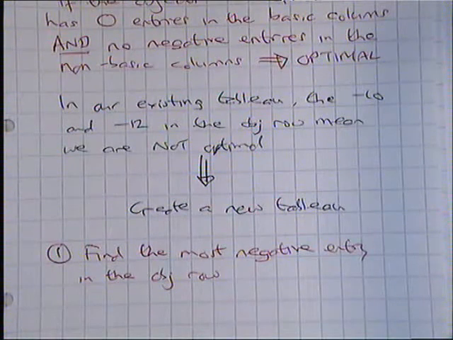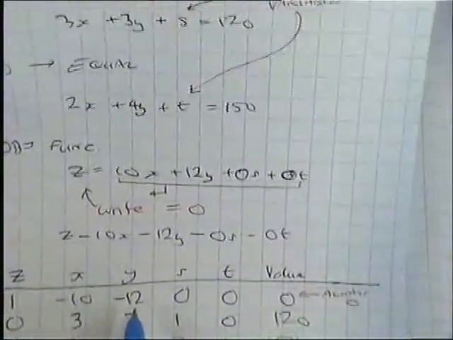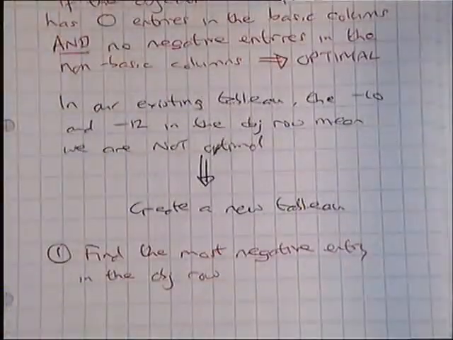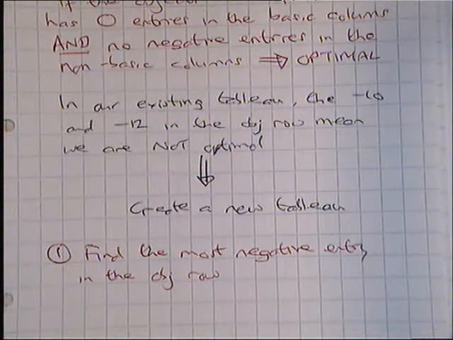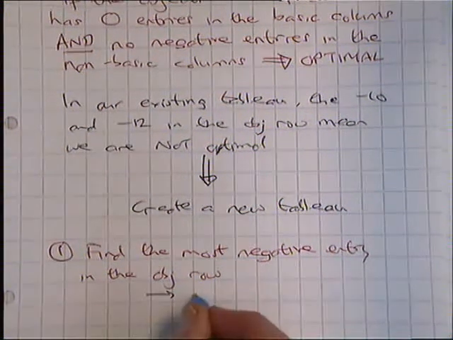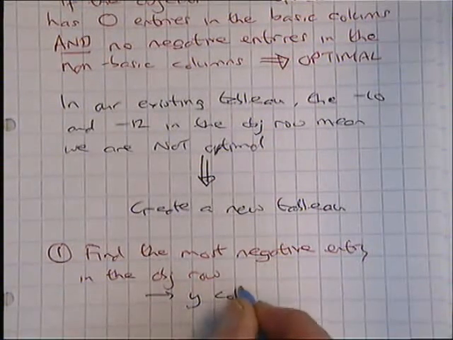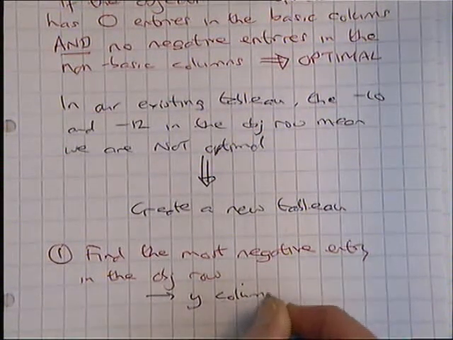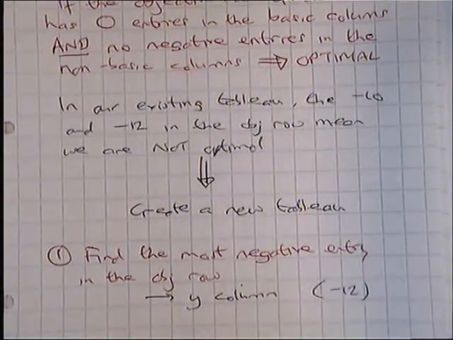So in our objective row, you've got it written down still. What is the most negative entry at the moment? The -12. Yeah, that one there. Okay. So we are dealing with the Y column. So in our example, that means we're dealing with the Y column because of the -12 that was in it.